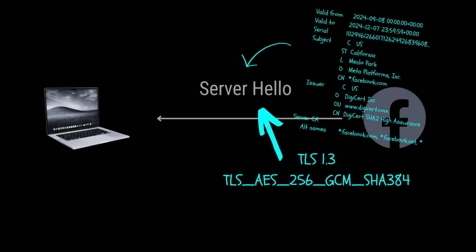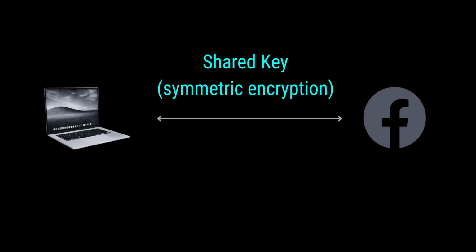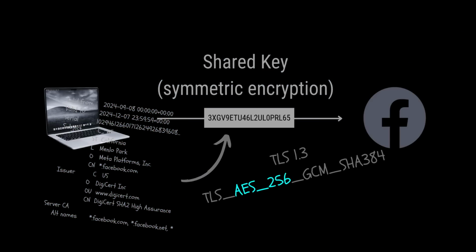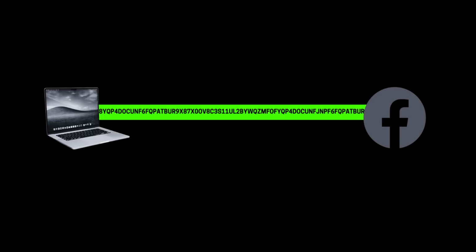server certificate. Asymmetric encryption using public and private keys is computationally expensive. For that reason, client and server will use symmetric encryption by generating and agreeing on a shared key. That will be transported using the server public key. The exact algorithm used to generate that shared key was determined in the first two steps. This transaction is also called client key exchange. The next messages after that will be encrypted using the shared key.